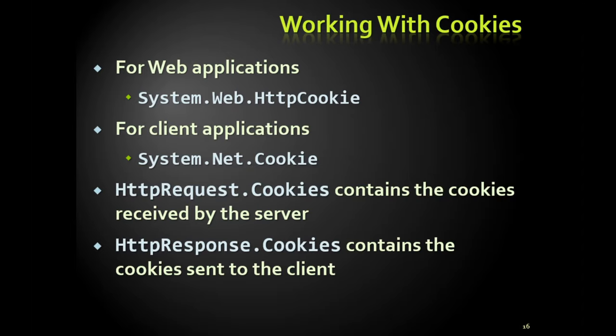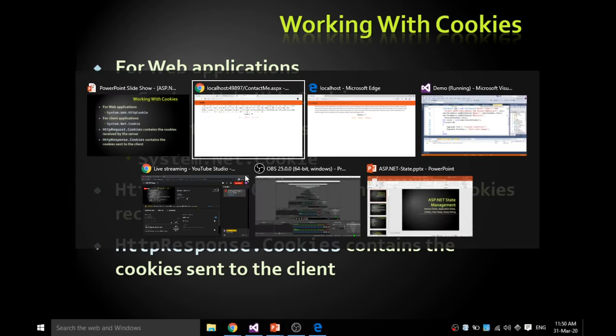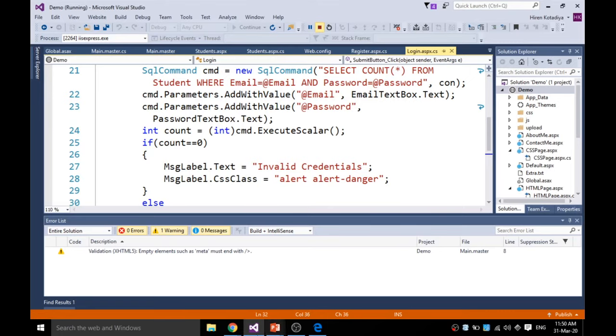So we use HttpResponse, and there is a Cookies property in that. And to retrieve the cookie in the server from the client, we use the request. Fine. So we use HttpRequest.Cookies. So again, before we go ahead in this presentation, let's see how we can use the cookie. So let's stop this application.